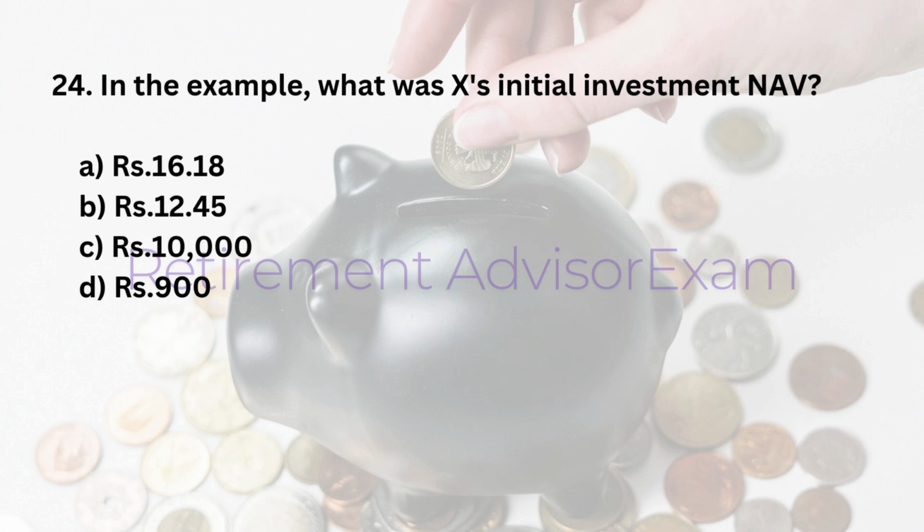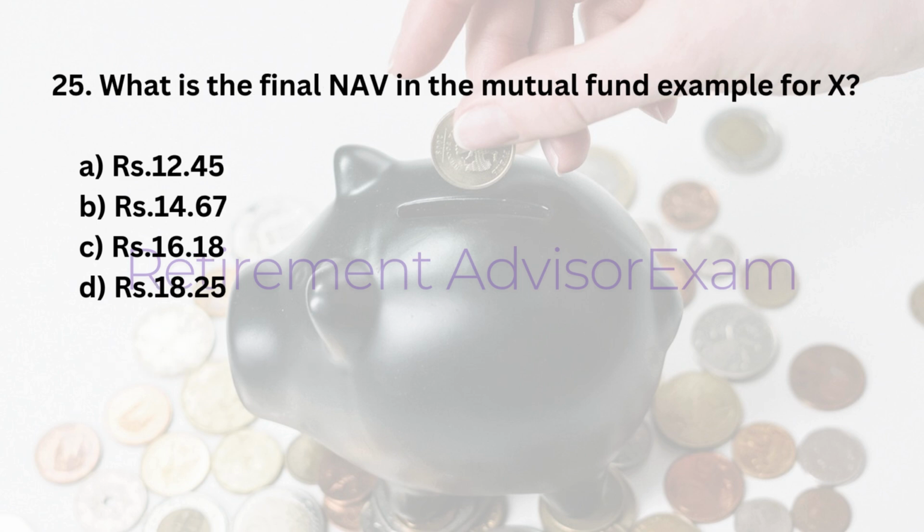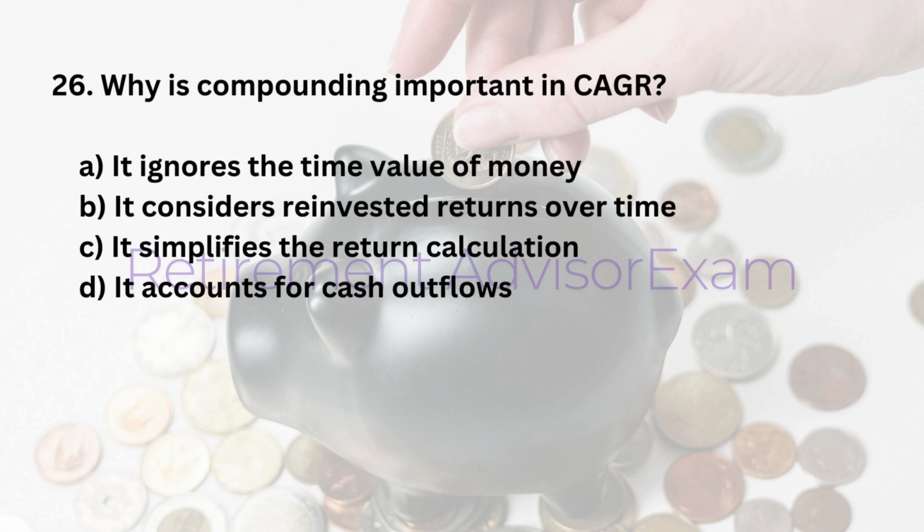24. In the example, what was X's initial investment NAV? A. 16.18 rupees. B. 12.45 rupees. C. 10,000 rupees. D. 900 rupees. Answer, B. 12.45 rupees. 25. What is the final NAV in the mutual fund example for X? A. 12.45 rupees. B. 14.67 rupees. C. 16.18 rupees. D. 18.25 rupees. Answer, C. 16.18 rupees.